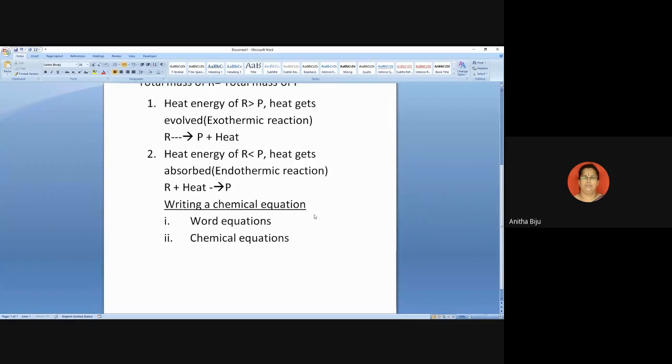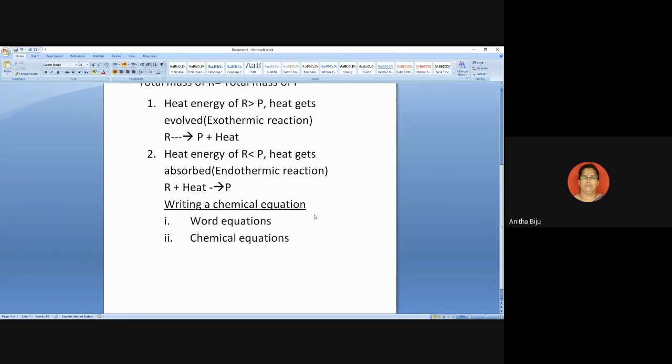So now let us think about how to write a chemical equation properly, or how to write a word equation. We have to do the word equation in the next topic, where we will discuss how to balance a chemical equation. Otherwise, a word equation is simple to understand. Suppose the reaction is magnesium burns in air, producing magnesium oxide. So how to write the word equation? Magnesium plus oxygen gives magnesium oxide. This is the word equation corresponding to the chemical reaction.